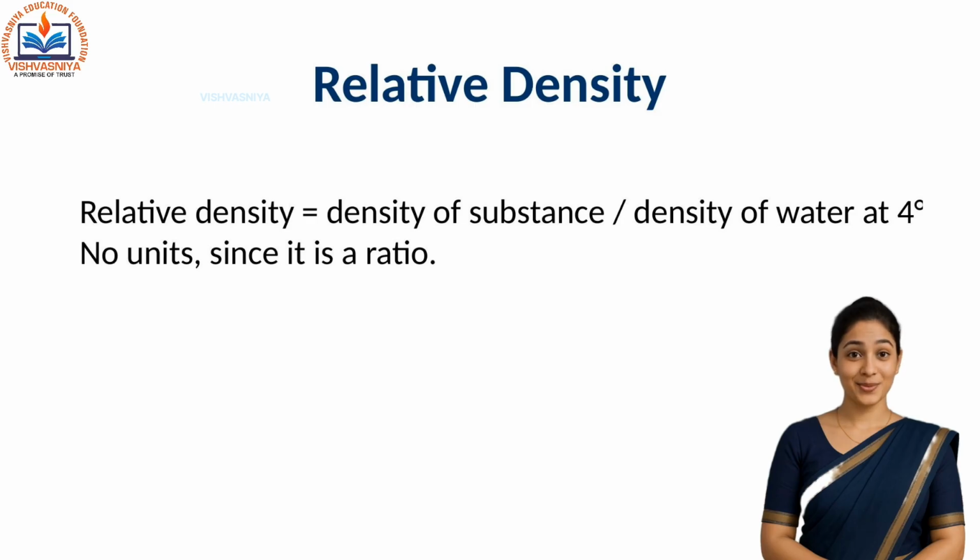Now, how do we compare the density of two substances? That's where relative density comes in. It is the ratio of the density of a substance to the density of water at 4 degrees Celsius. It has no unit because it's a pure ratio.